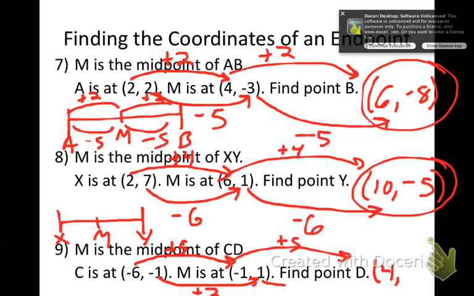Adding 2. So I add 2 again. 1 plus 2 gets me what, Noah? 3. Hey, my other endpoint is 4, 3. And again, I find that because I know the midpoint is equidistant, so the same distance on either side. Alright?